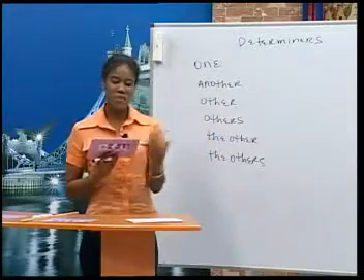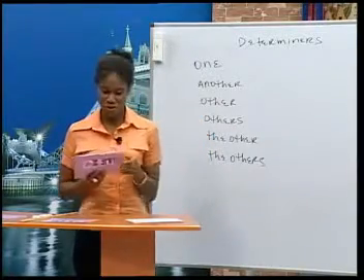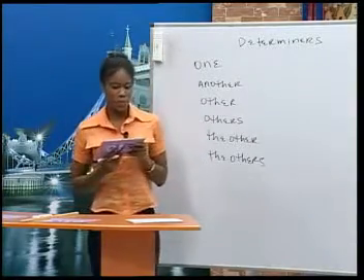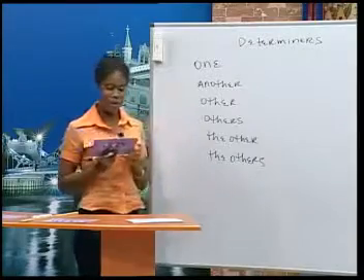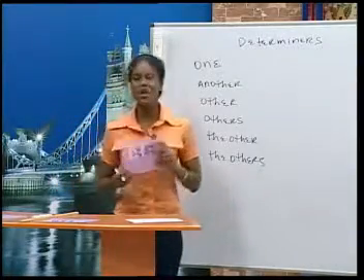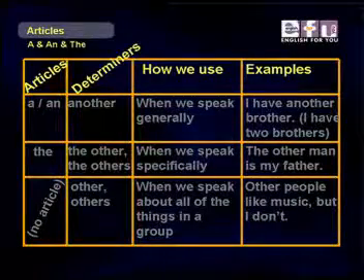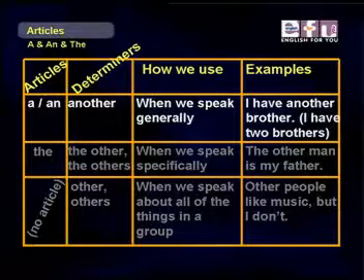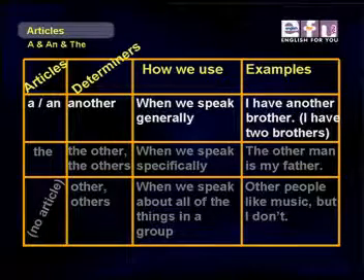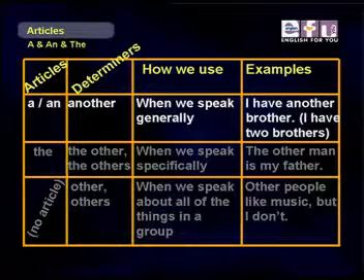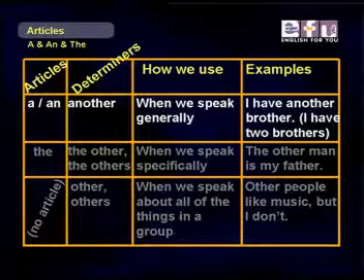Okay, remember how we used the articles before? We were using a and the or no article. Well, we can use determiners in the same way. Let's look at a table to see how we can use these determiners. Remember the articles a and an. A determiner would be another to use when we speak generally, like a and an. So I have another brother, meaning I have two brothers. Here's one brother and here's another brother.